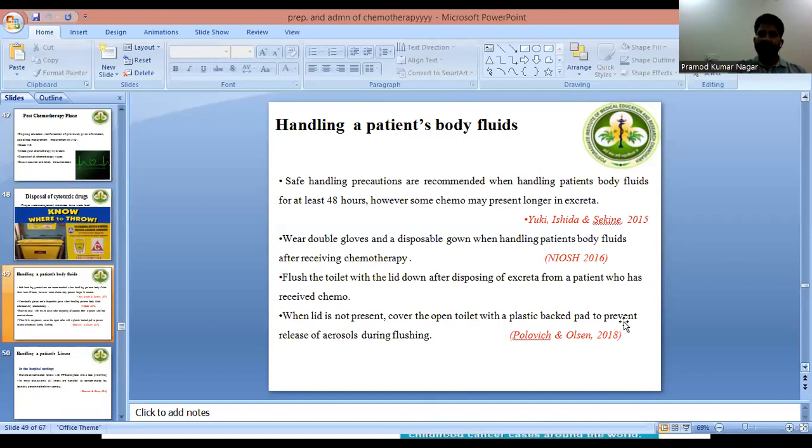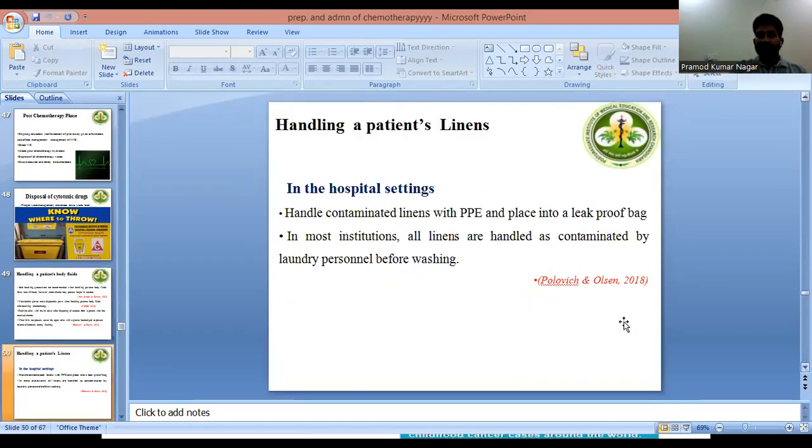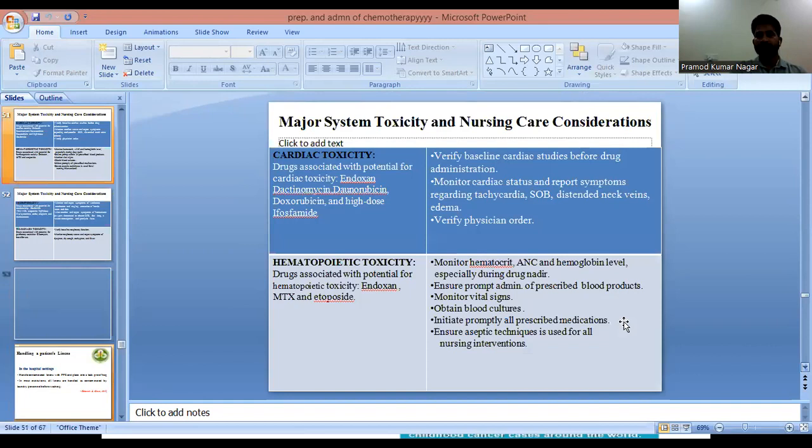It is advisable that when a patient receives chemotherapy, the toilet should be separate from other patients. When a lid is not present, cover the open toilet with a plastic bag pad to prevent the release of aerosol during flushing. In the hospital setting, handle contaminated linen with PPE and place it into a leak-proof container. In most institutions, all linen is handled as contaminated by the laundry person before washing.